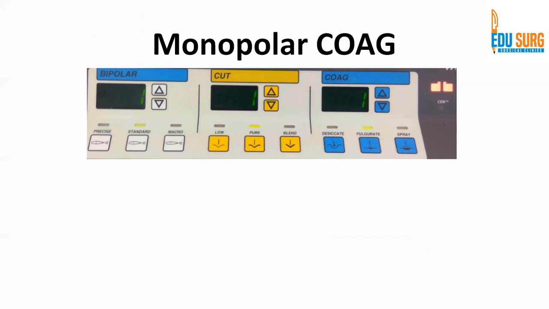In monopolar cut, now you know that it is a non-contact mode, right? We saw in the previous slide that monopolar cut is a non-contact mode, and the commonly used modes are pure and blend. We have seen the monopolar coagulation is a contact mode, whereas monopolar fulguration is a non-contact mode, right? Now coming to the last part, that is monopolar coagulation.